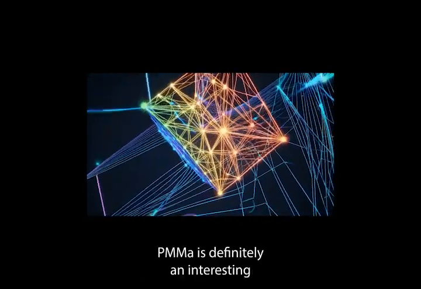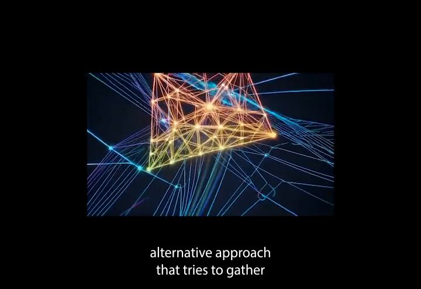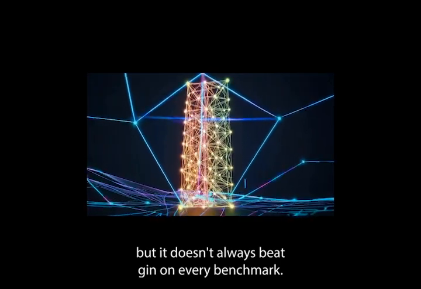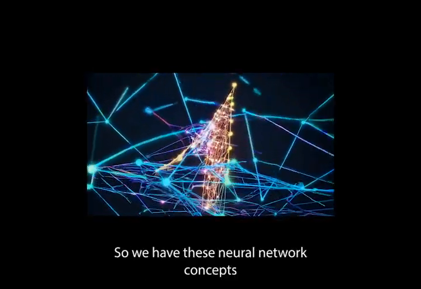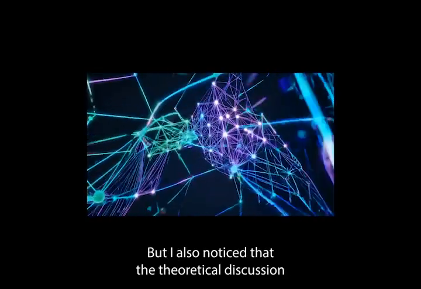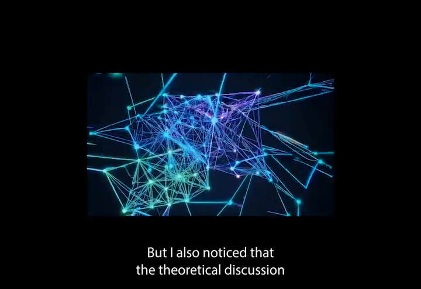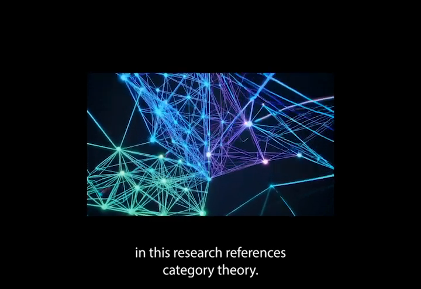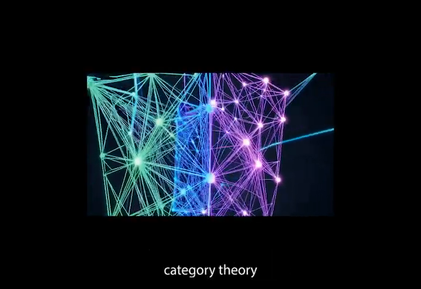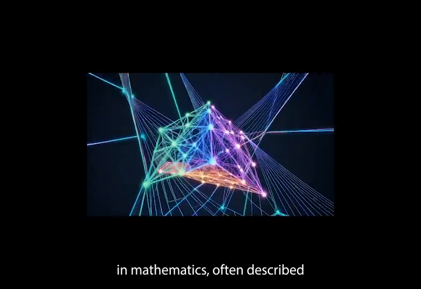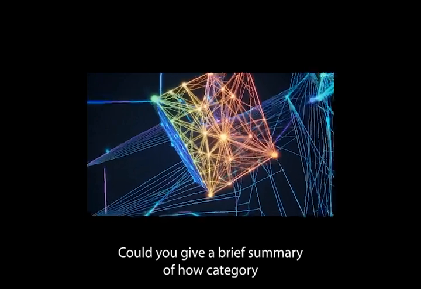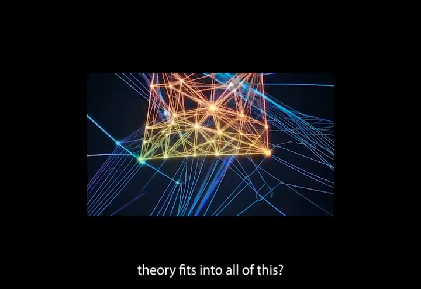PNA is definitely an interesting alternative approach that tries to gather multiple facets of your neighborhood, but it doesn't always beat GIN on every benchmark. So we have these neural network concepts, tying them back to transformers. But I also noticed that the theoretical discussion in this research references category theory. Some of our listeners may have heard the phrase category theory in mathematics, often described as the mathematics of mathematics. Could you give a brief summary of how category theory fits into all of this?